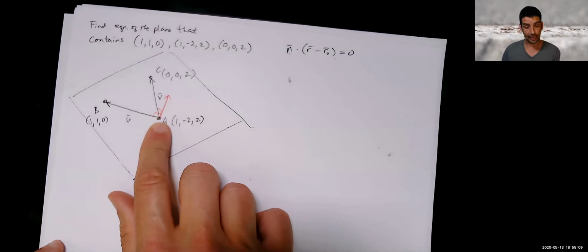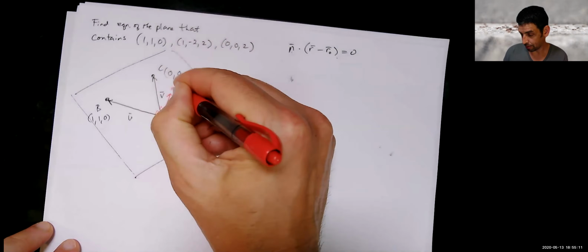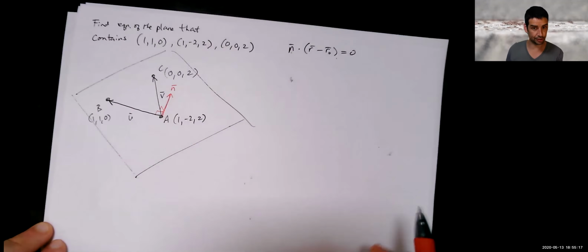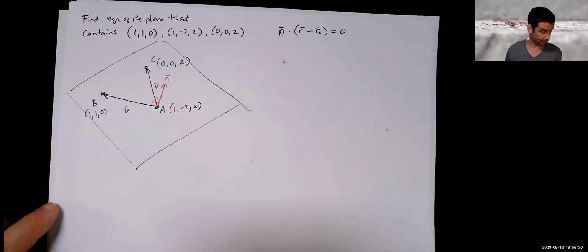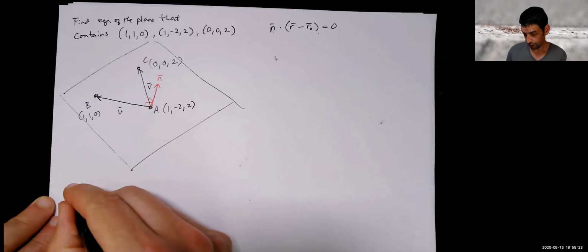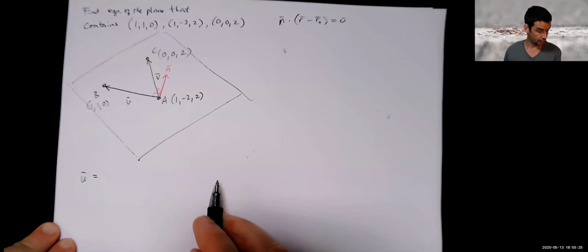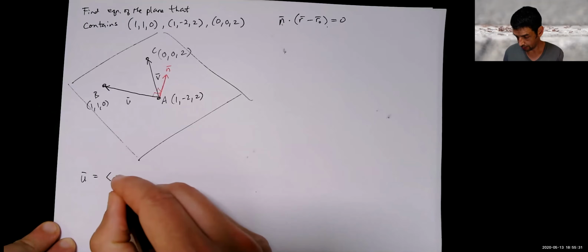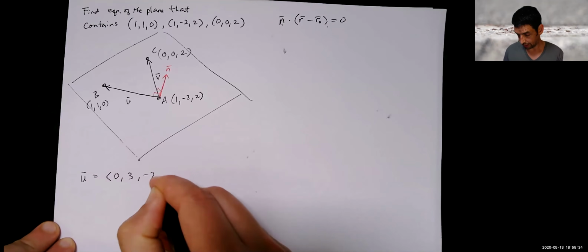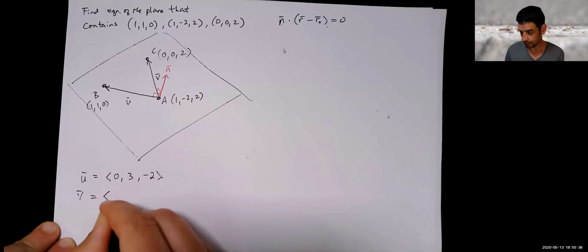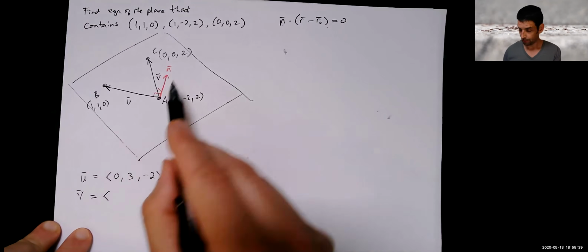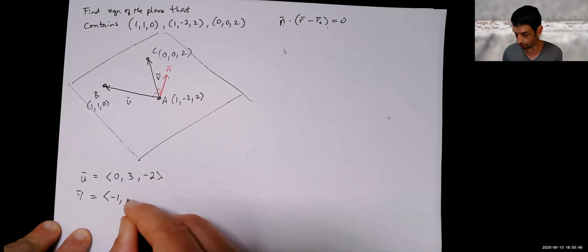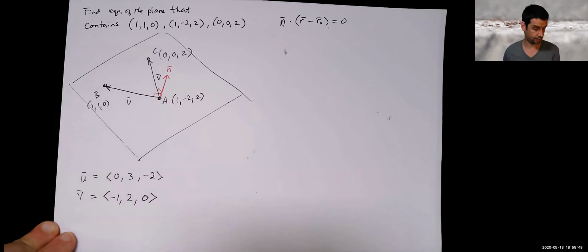So I can compute this vector fairly easily, right? Remember, there are many options for n, so depending on which vectors you chose to connect, you get different responses. I chose what I chose. So I've got U equal to the vector going from A to B, so that looks like 0, 3, -2. V is going to be the vector from A to C. So that looks like -1, 2, 0, right?